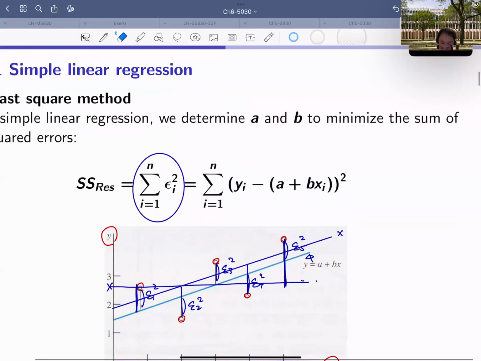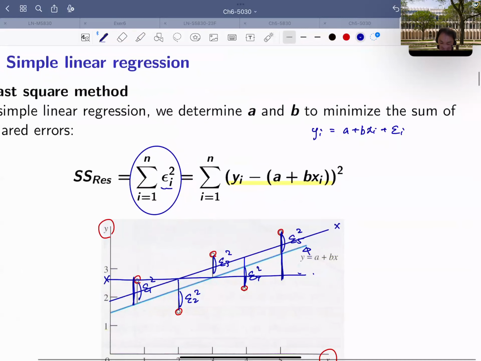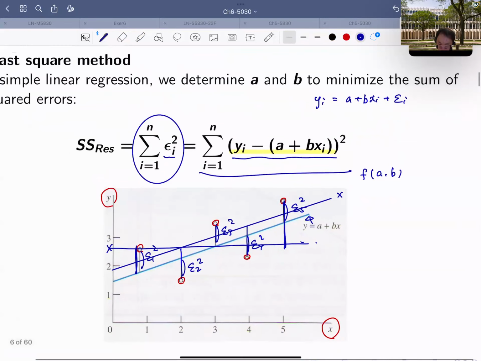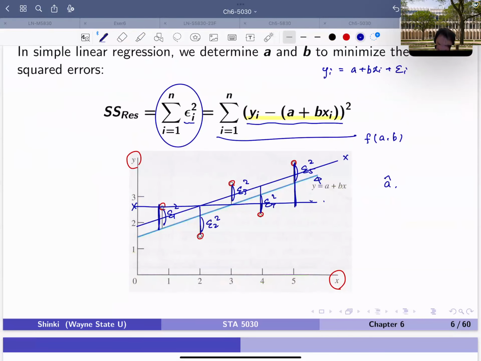And epsilon i is equal to yi minus parenthesis a plus b times xi. So remember that yi is equal to a plus b times xi plus epsilon i. So we can express epsilon i as this. So basically, this is a function of a and b. So yeah, we can find the pair a hat, b hat to minimize this function. So in this way, we can determine this fitted line.